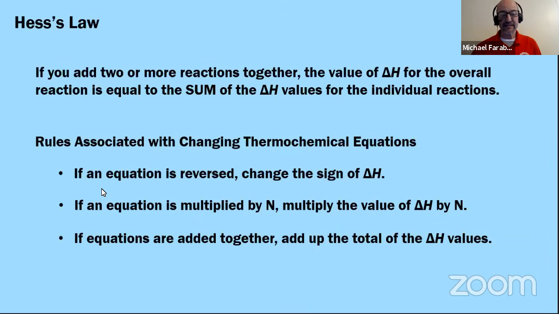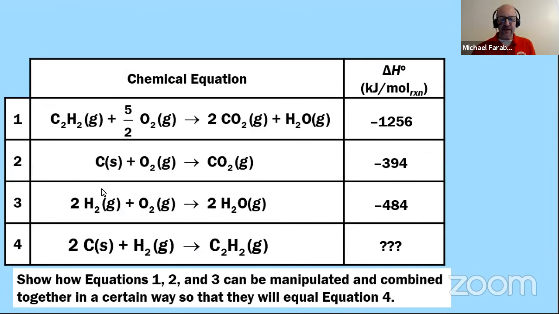So here you're going to see a Hess's law problem. This is not from a particular AP chemistry exam, but it's simply a good example of the different manipulations that you have to do.